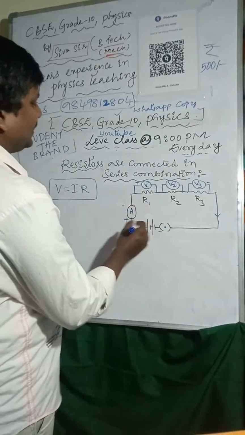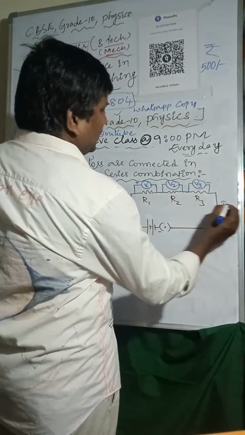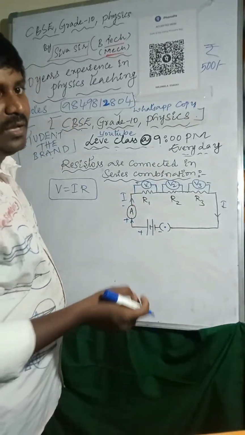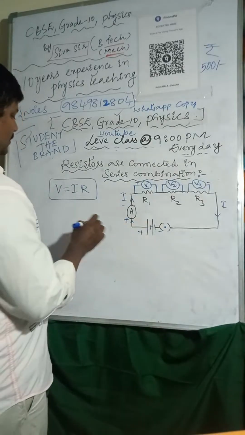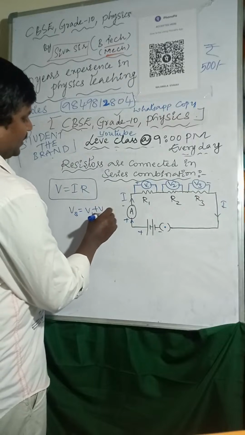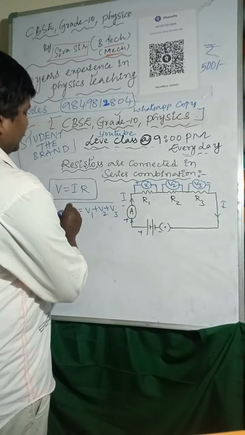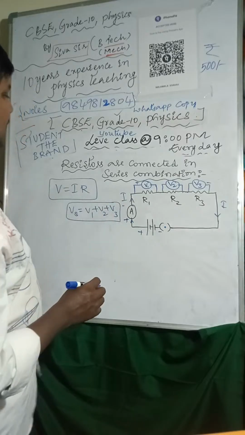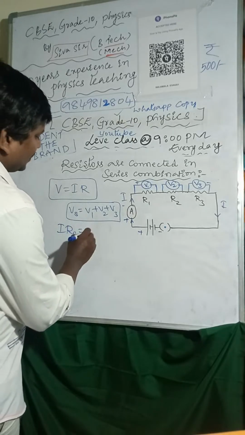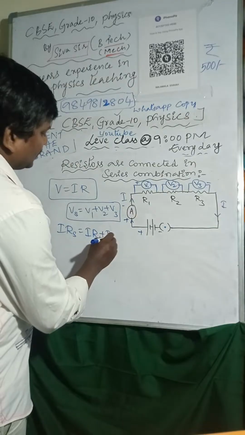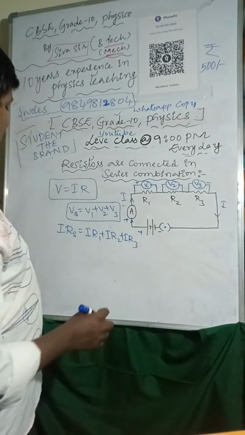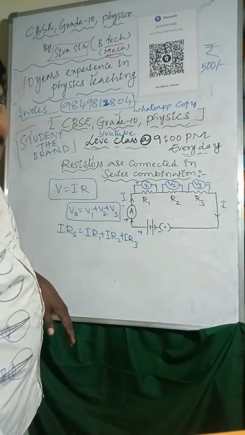From this, in the entire circuit the current is the same. So taking the same current, we can write Vs equals V1 plus V2 plus V3. From this, I Rs equals I R1 plus I R2 plus I R3.